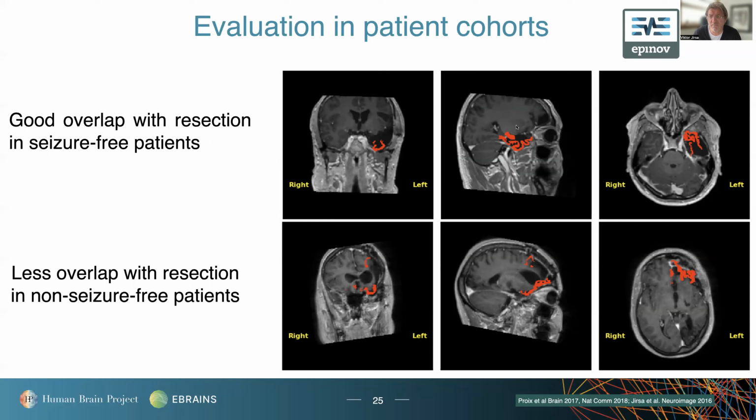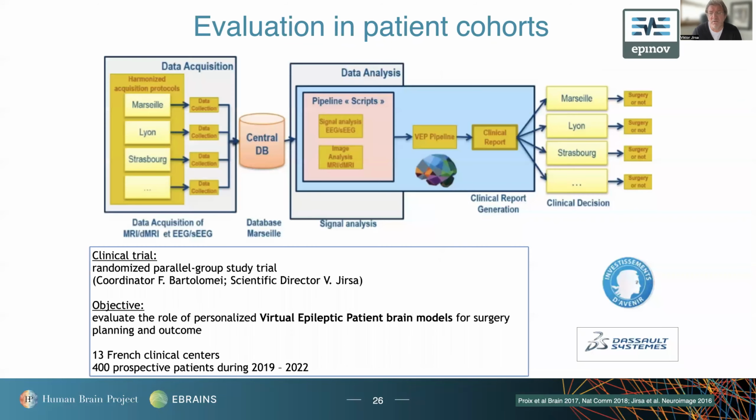So overlaid, the black areas is where the resection has been performed, and in red is where we made our predictions coming from the virtual brain. Here you see one that was less successful. This is a non-seizure-free patient, and you have a deviation actually between the surgery that has been performed and the prediction that came from the virtual brain.